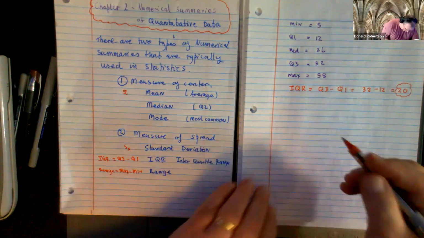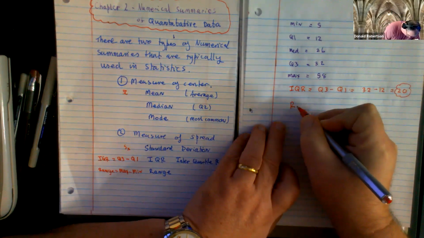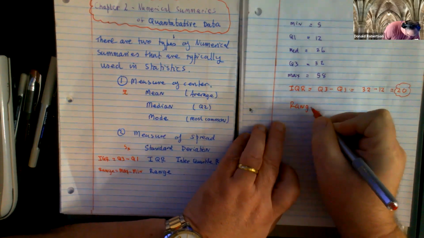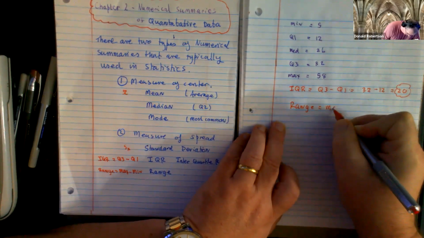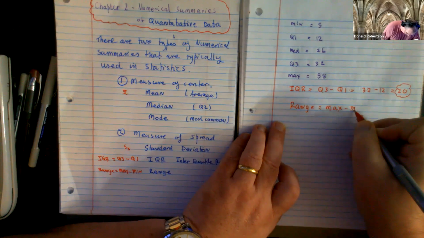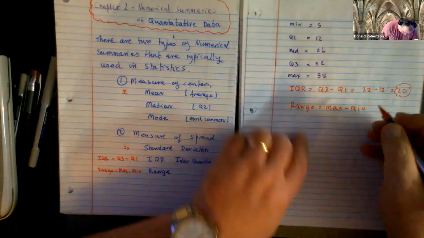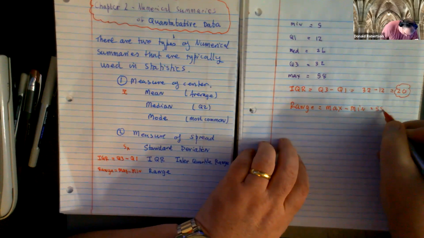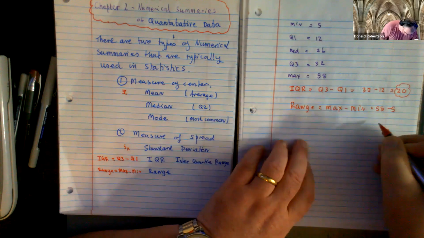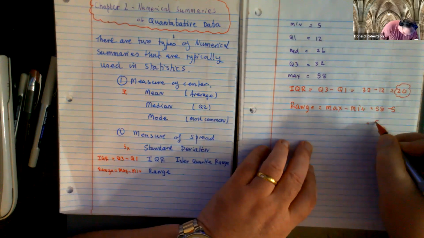Now, if I wanted to find what is just called the range, I would take the maximum and subtract the minimum, and you get it from here. In this case, it would be 58 take away 5, and that ends up being 53.